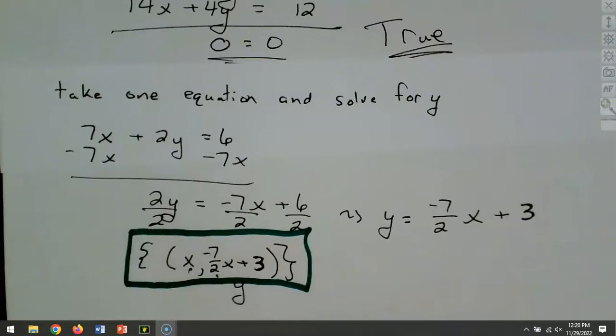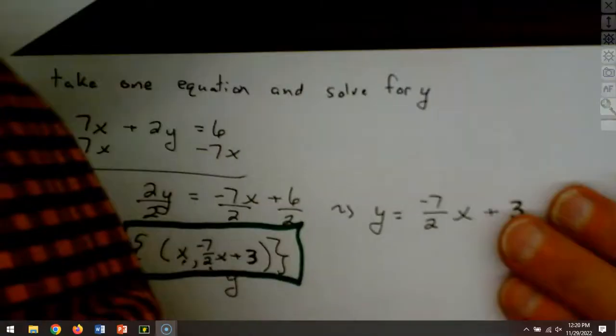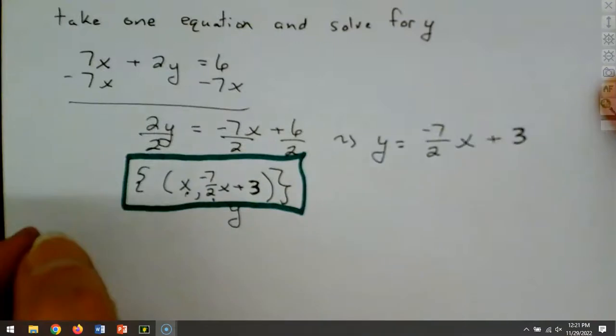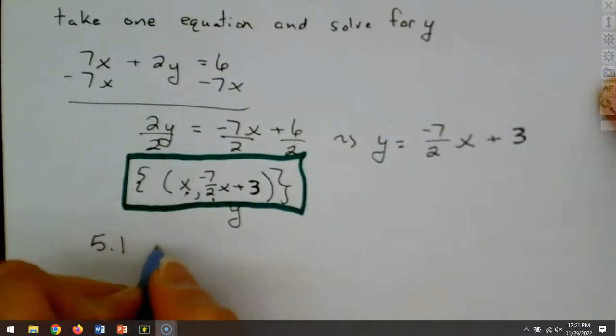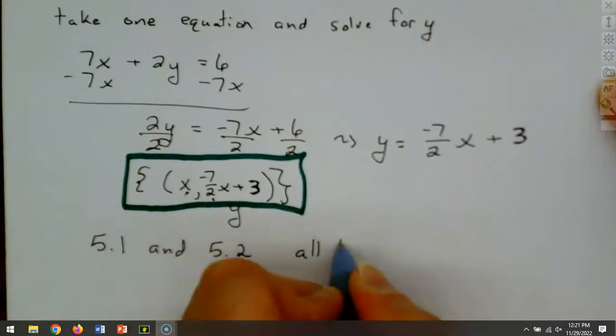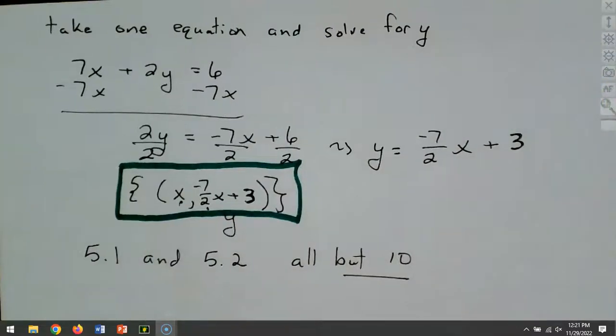We're going to do question 10 next time. So your homework is 5, 1, and 2. You can do them all but 10. We'll do question 10 next time. I was hoping to get to that question 10, but we just don't have enough time, and I don't want to rush through it and not get it finished. So 5, 1, and 2, you can do them all but question 10. We'll do 10 next class period.